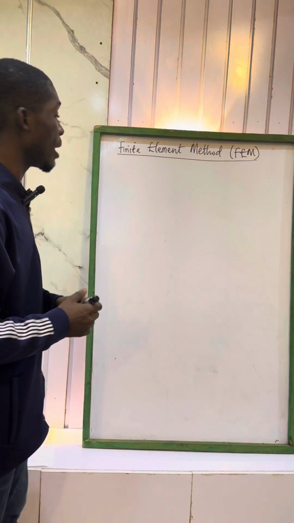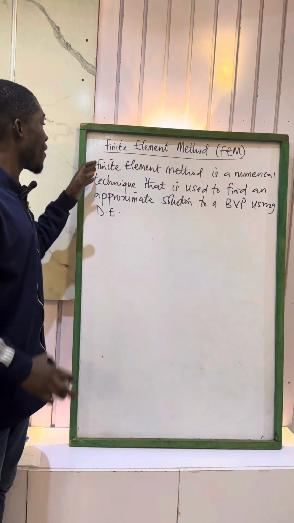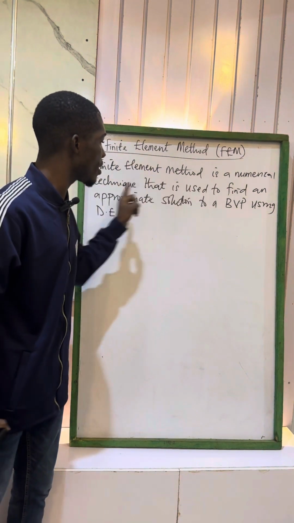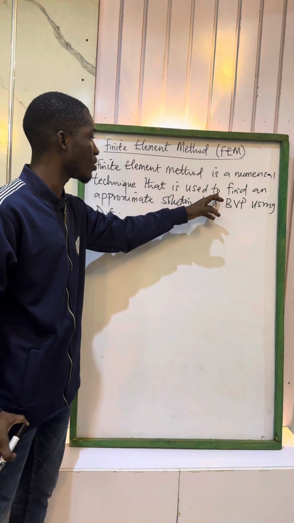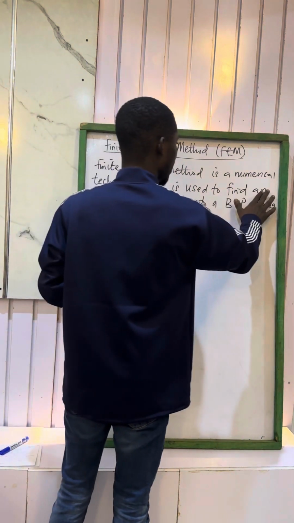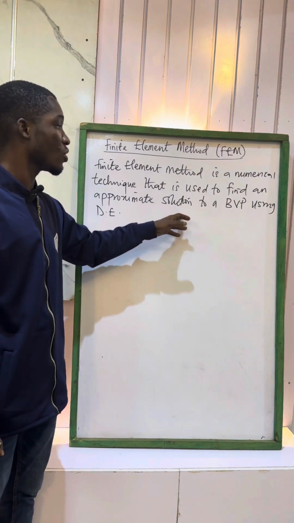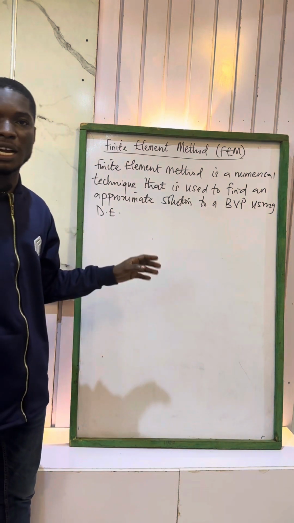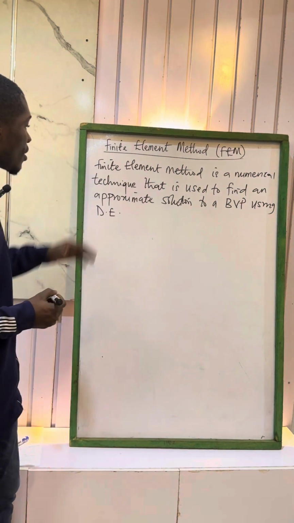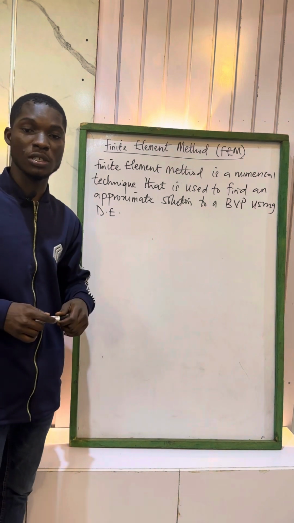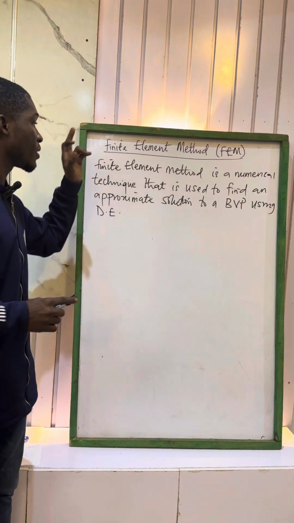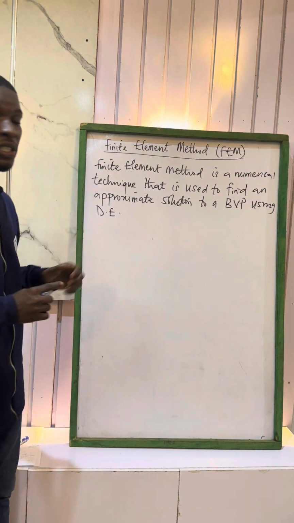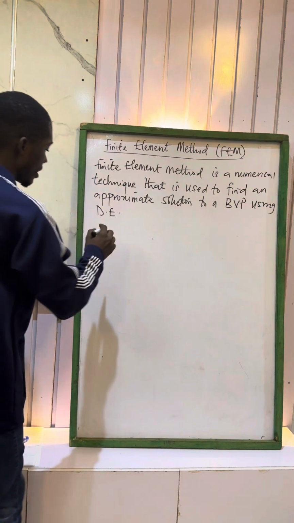So let me give you the definition of the finite element method. The finite element method is a numerical technique that is used, first of all, take note of this, a numerical technique that is used to find an approximate solution to a BVP. What is BVP? Boundary value problem using differential equation. So we have got the definition of the finite element method. So consider these objects.